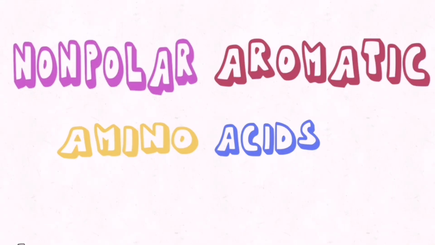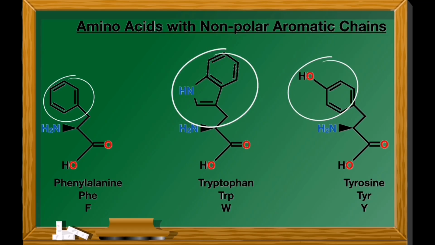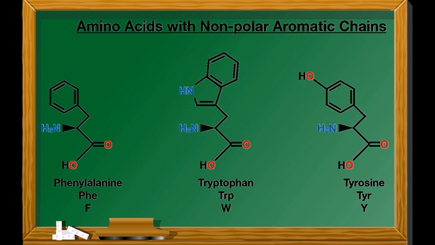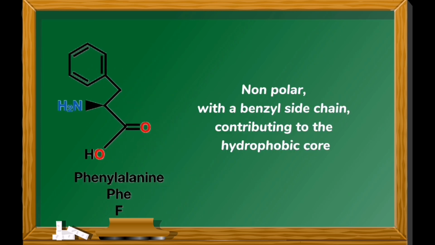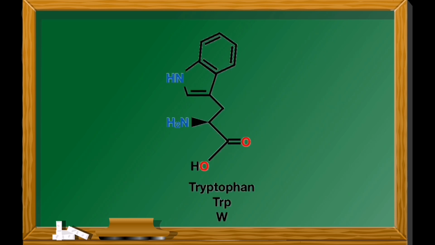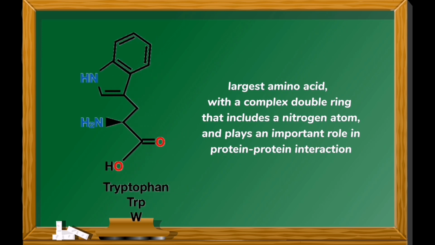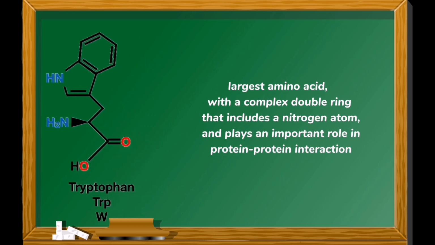Question! Aside from nonpolar aliphatic amino acids, what are the names of the other groups? Nonpolar aromatic amino acids. These amino acids have aromatic rings in their side chains, which can absorb UV light, making them useful in determining protein concentration via spectroscopy. Examples include phenylalanine. This amino acid is nonpolar, with a benzyl side chain contributing to the hydrophobic core. Tryptophan. This is the largest amino acid, with a complex double ring that includes a nitrogen atom and plays an important role in protein-protein interactions.